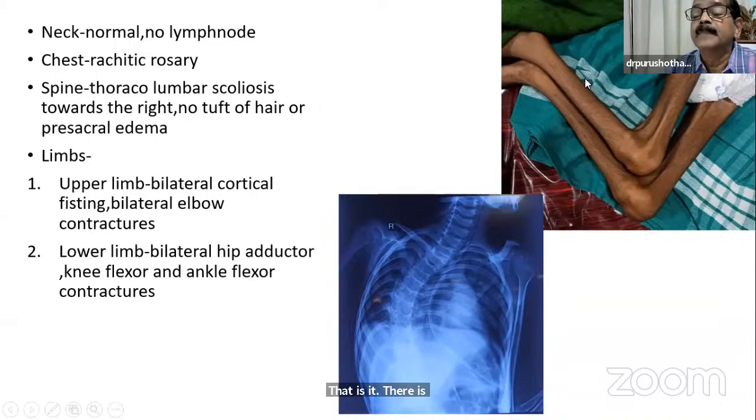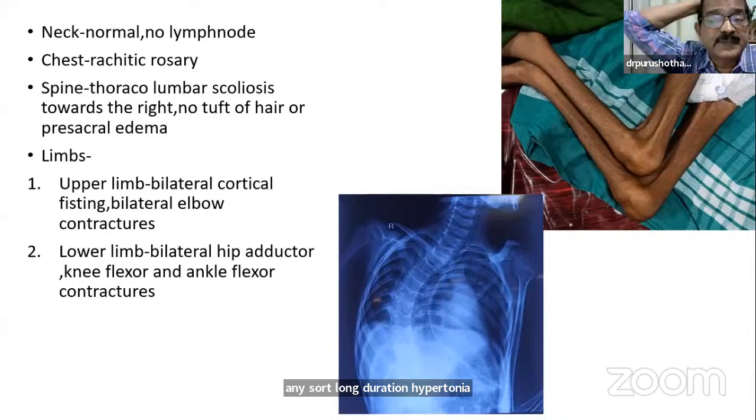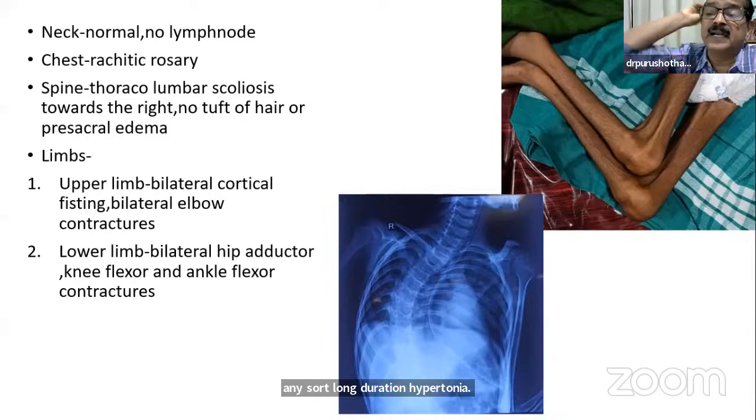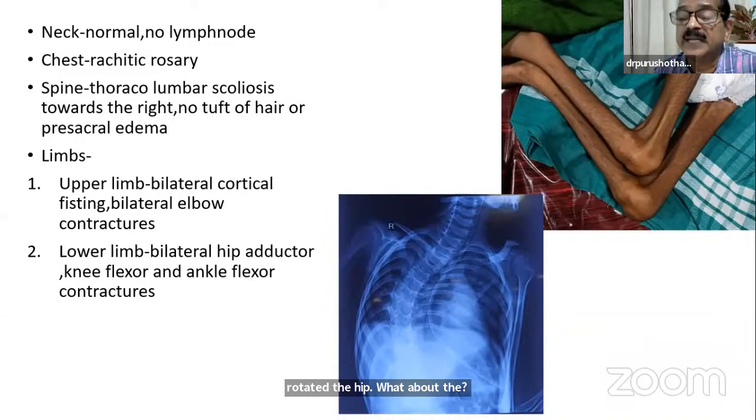Then you said there is bilateral adductor contraction and spasm. What do you think? What do you observe at that hip? What is happening? Hips are so important in a case of a developmental disorder of any sort, with long duration hypertonia. In this case, the left side is adducted and internally rotated at the hip. What about the right side?